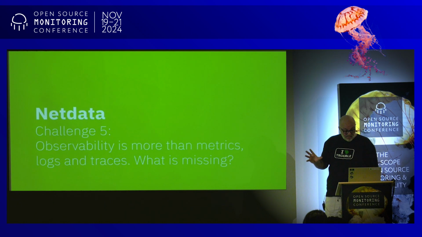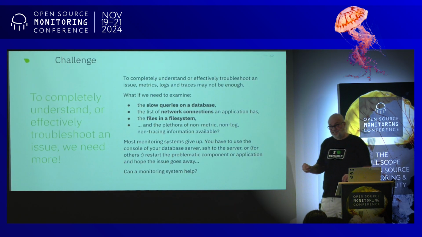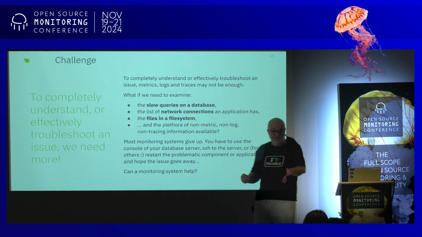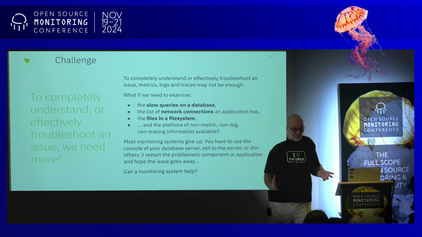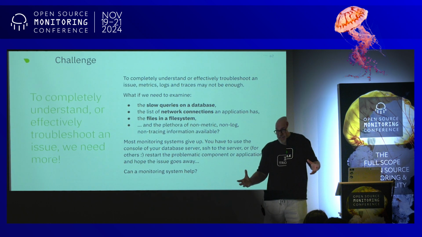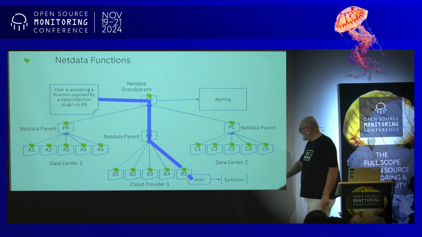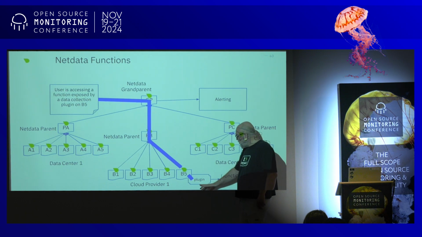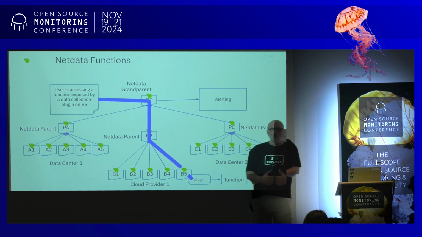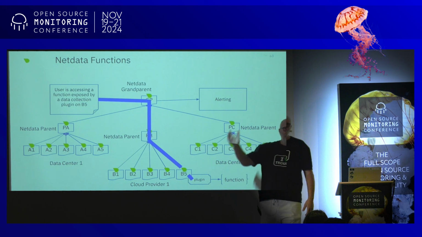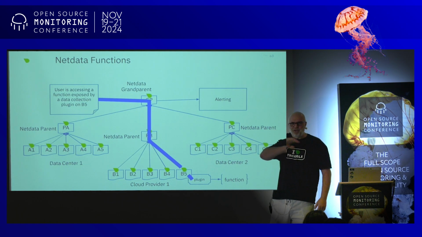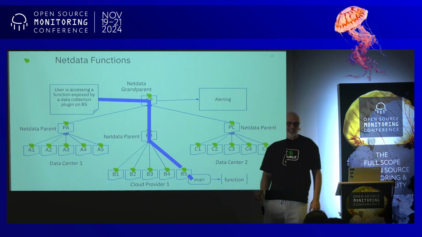The last thing is the following. There is more in observability than metrics, logs, and traces. What if I want to explore all the network connections of a server? The slow queries of Postgres? The process tree? What do you do? Oh, go to the console. What we said with Netdata is, no, guys, every plugin that we have exposes functions. So the Postgres collector of Netdata says, hey, you know what? I expose a function, I call it slow queries. Whenever you call it, I am going to give you the list of slow queries.